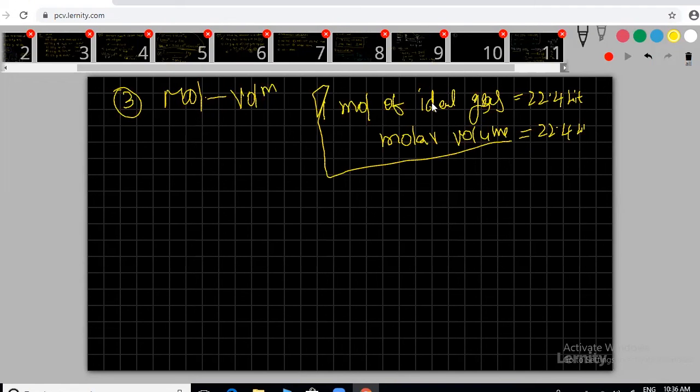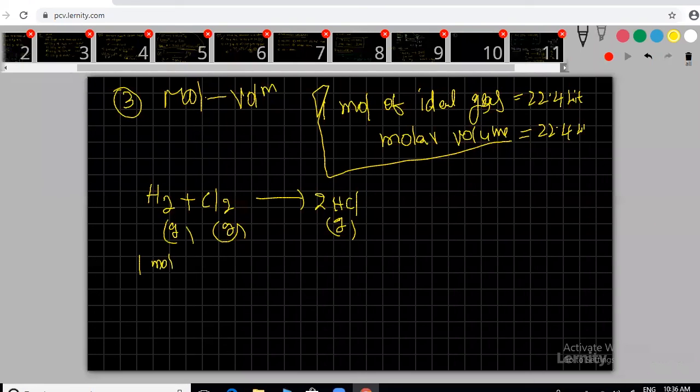So now they will give moles, and they can ask volume. For example, H2 plus Cl2 gives rise to HCl. Assume all these are ideal gases and all are gases. This is 1 mole, this is 1 mole, this is 2 moles. They make an ask in moles and volume. 2 moles means, if 1 mole is 22.4 liters, then 2 moles means how much, sir? 2 into 22.4 liters. Clear?